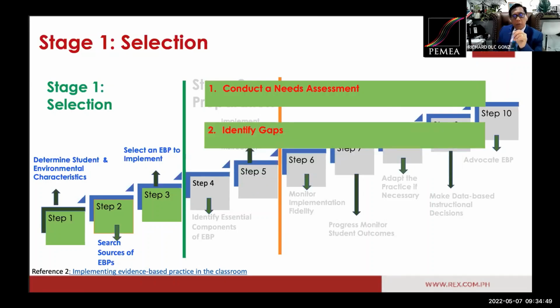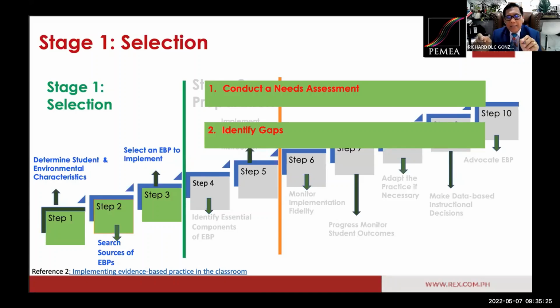Then use your needs analysis to identify the programming gaps in priority areas for different types or year levels, to determine if specific student groups are not being served by your practice or by your EBP. Then also look comprehensively at other services and interventions that already exist or are being implemented within the school.